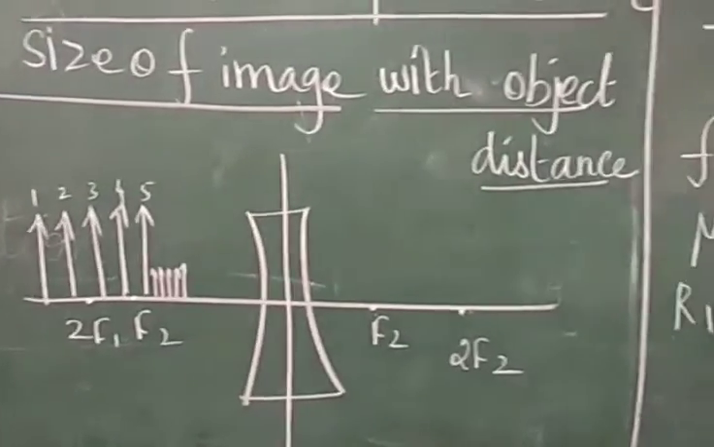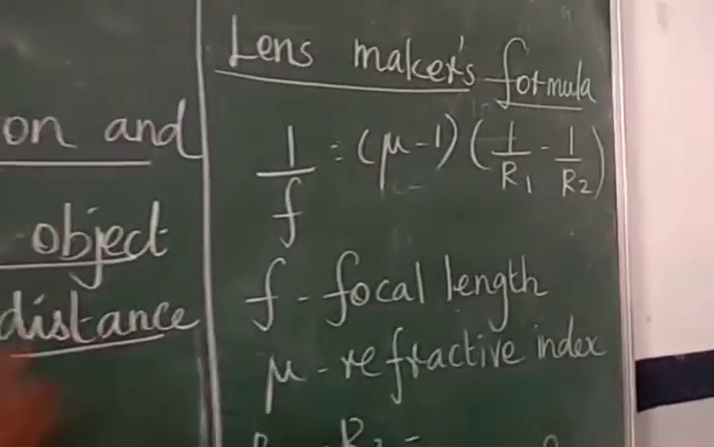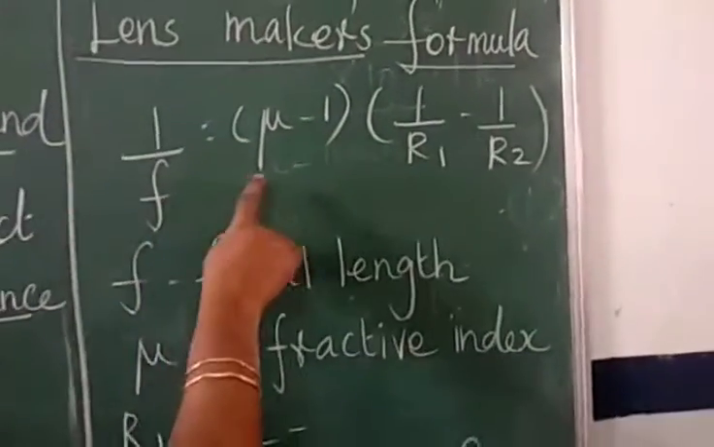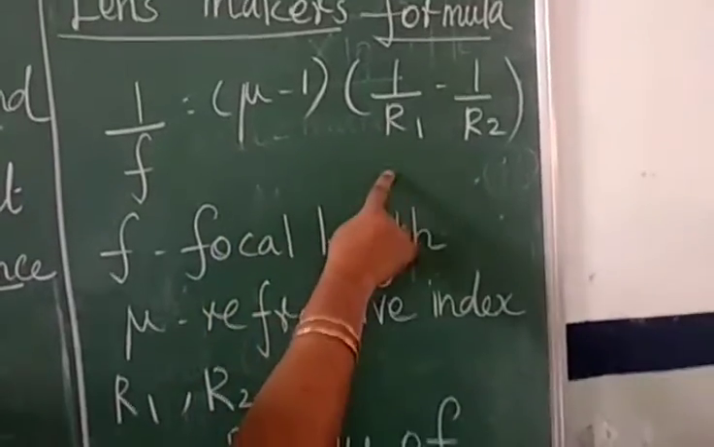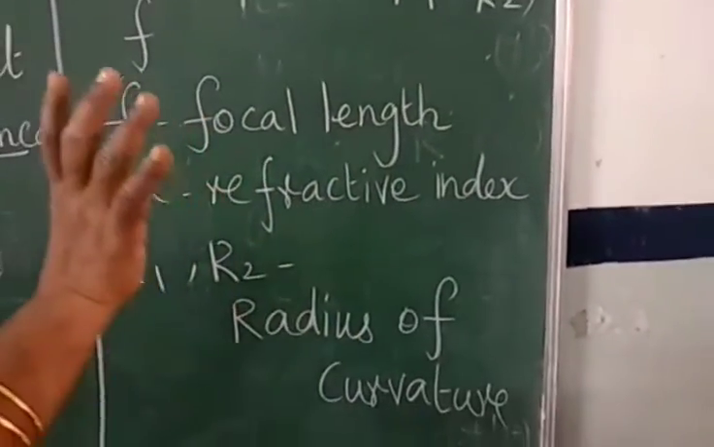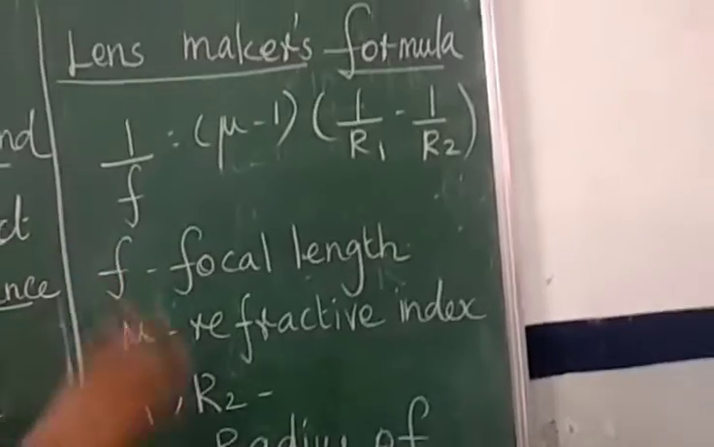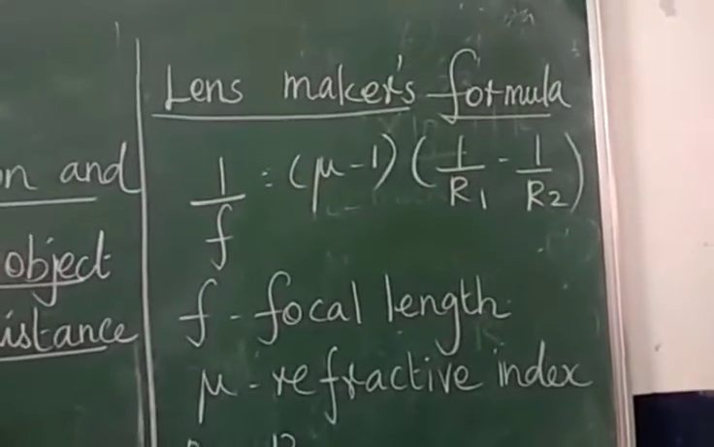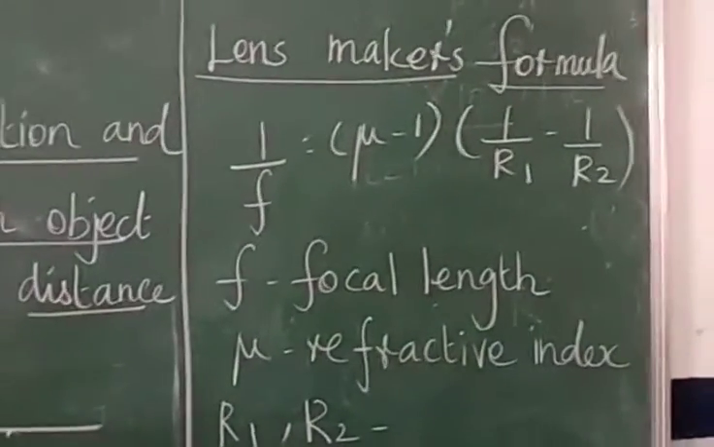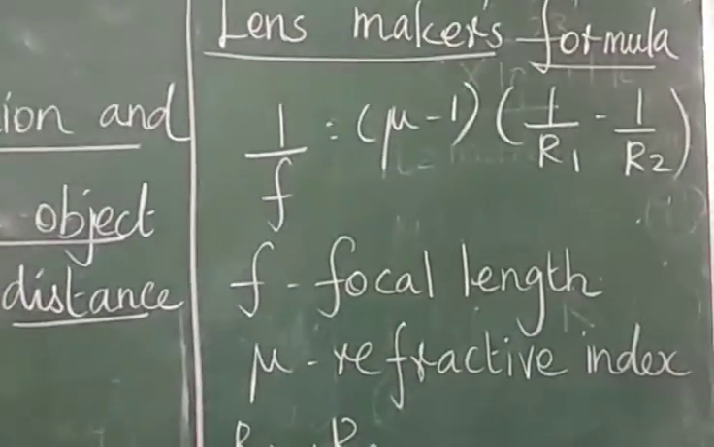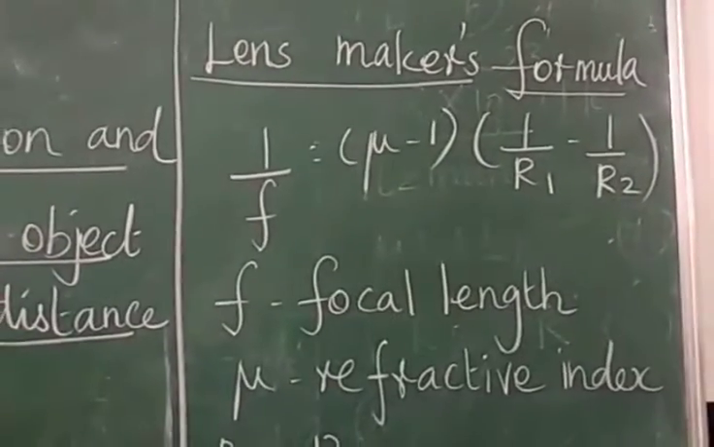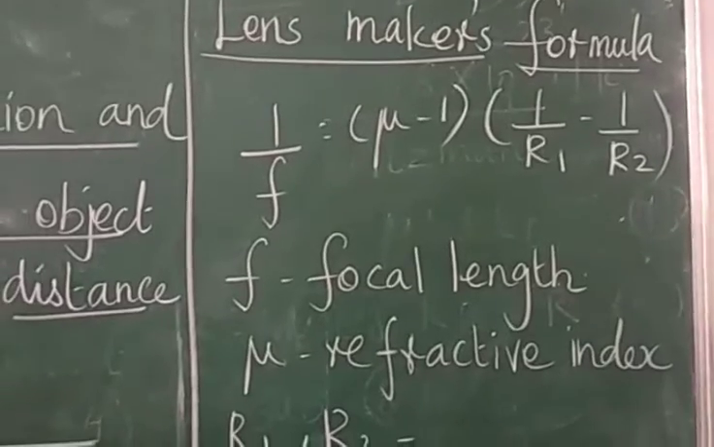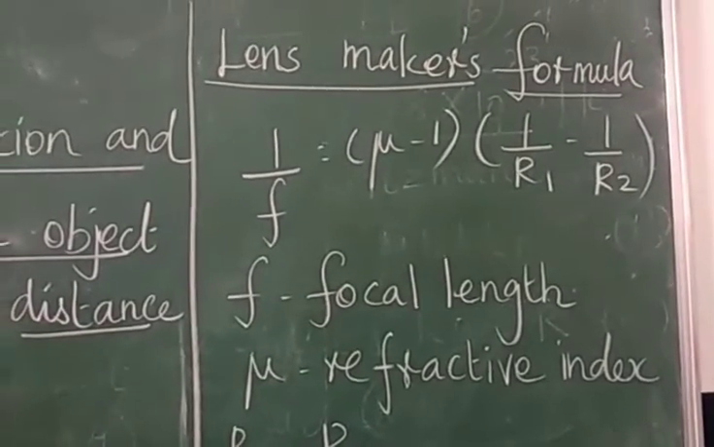Next heading, lens maker's formula. 1 by f is equal to mu minus 1 times, 1 by r1 minus 1 by r2. f is the focal length, mu is the refractive index, r1 and r2 are the radii of curvature. This clearly indicates the need for an equation relating the radius of curvature of the lens, the refractive index of the given material of the lens, and the required focal length of the lens. The lens formula relates only the focal length and the distance of the object and the image. For a maker of any lens, knowledge of the radius of curvature of the lens is required.